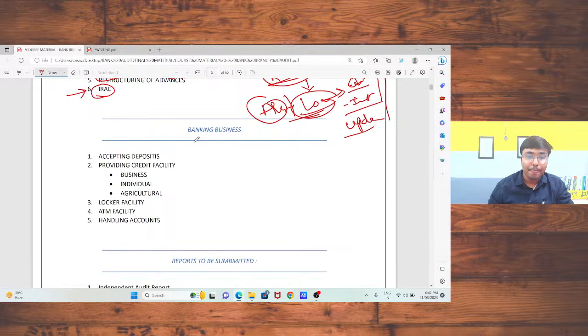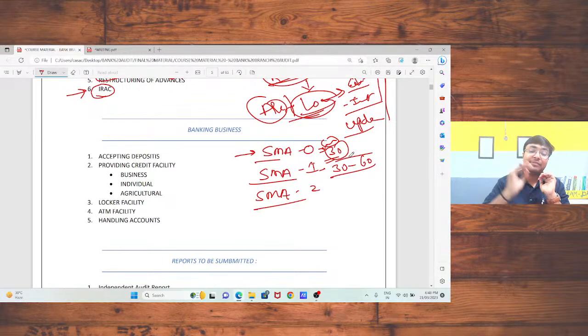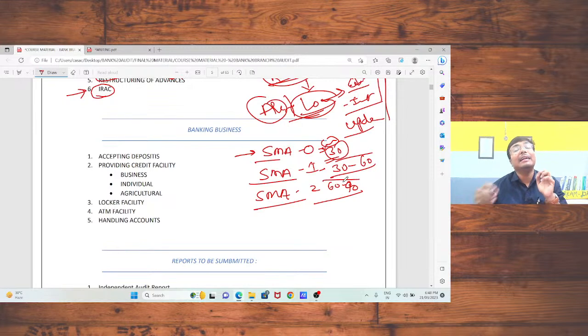Okay, sir. Sir, what do you mean by SMA 0, SMA 1 or SMA 2? Stress management assets. That means if you are not receiving the interest for up to 30 days, in that case the same should be classified as SMA 0. If you are not going to receive the interest for 30 to 60 days, in that case the same should be classified as SMA 1. And if you are not going to receive the interest for 60 to 90 days, in that case the same should be classified as SMA 2. And after that the same should be classified as NPA, non-performing asset.